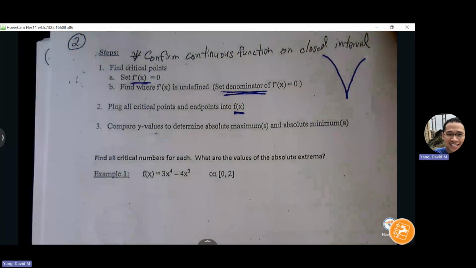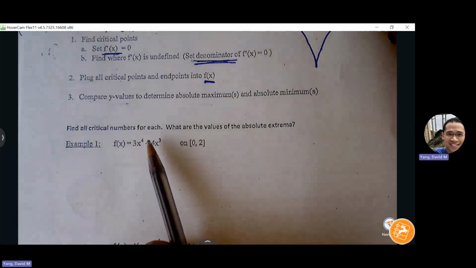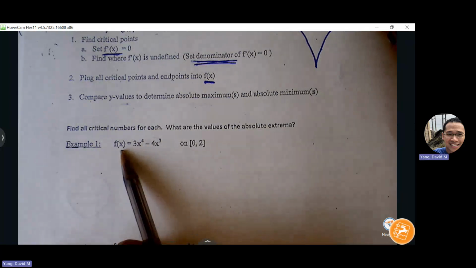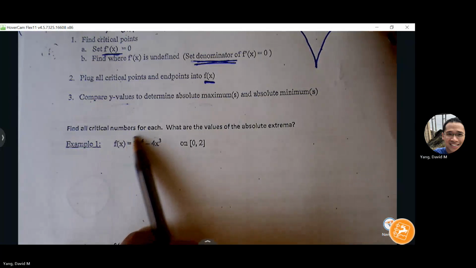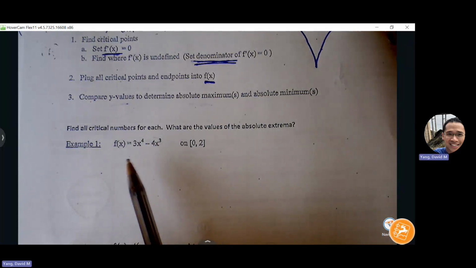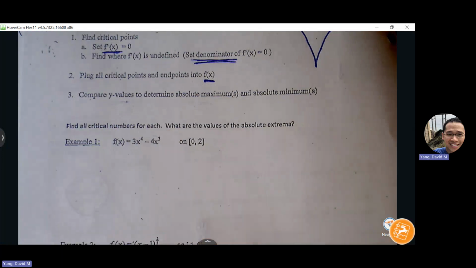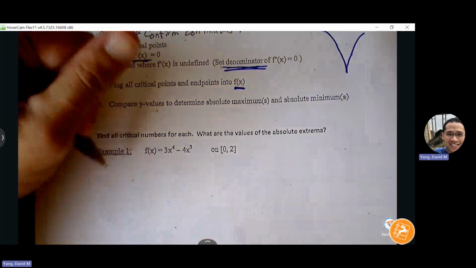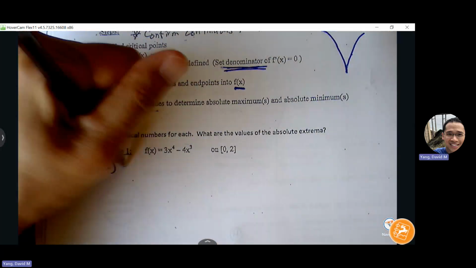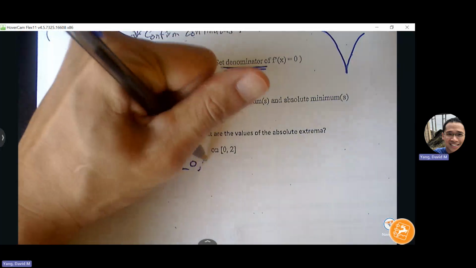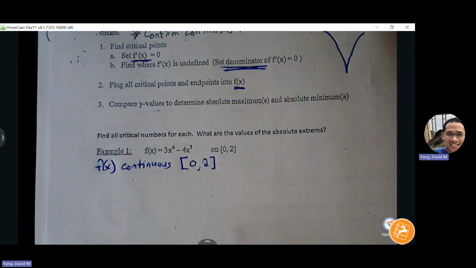All right, so let's look at example 1. Find all critical numbers for each. What are the values of the absolute extrema? So first, do we have any issues with continuity here for example 1? Okay, this is a polynomial, right? No breaks, no holes. Basically, you're looking for a denominator. If you don't see a denominator, you're pretty much going to be safe. No issues there. But we have to make sure we state our condition. So our first step is to say our function is continuous on the closed interval from 0 to 2. Even though this function is continuous everywhere, we want to specify the region that we're talking about. So just from 0 to 2 is all we care about.